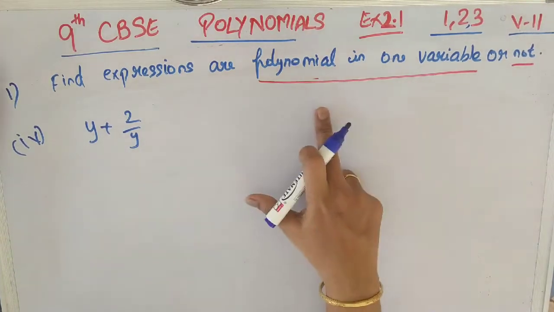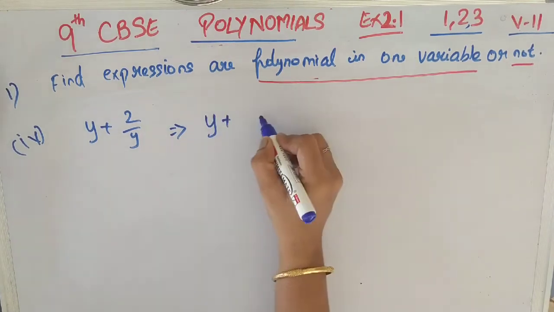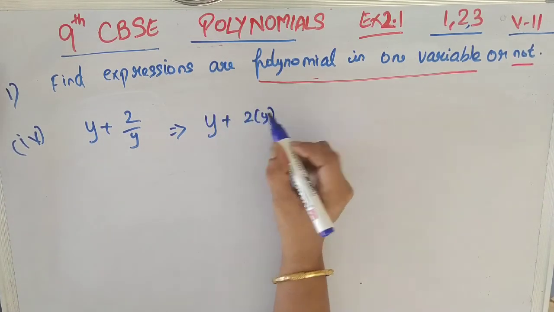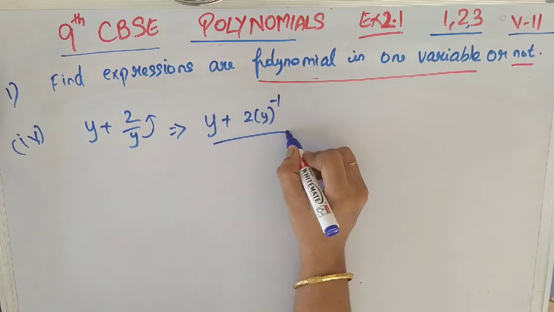The fourth question is y plus 2 by y. Is it a polynomial with one variable or not? Okay? y plus 2 into y power minus 1, because the y goes to the numerator.